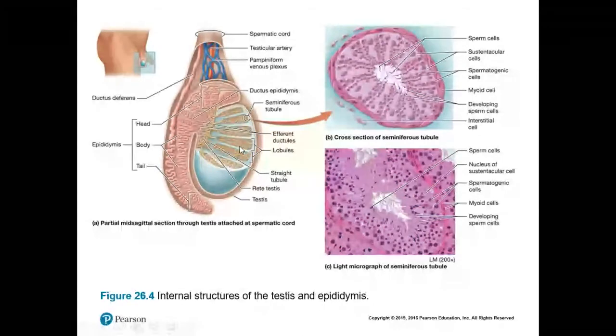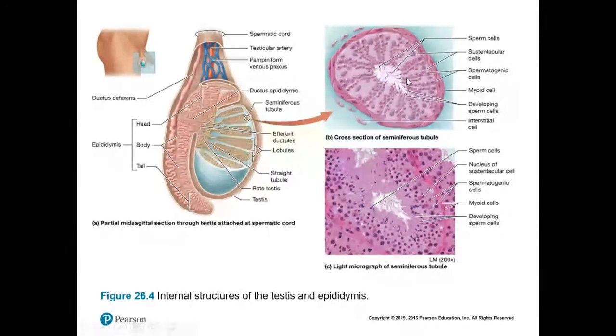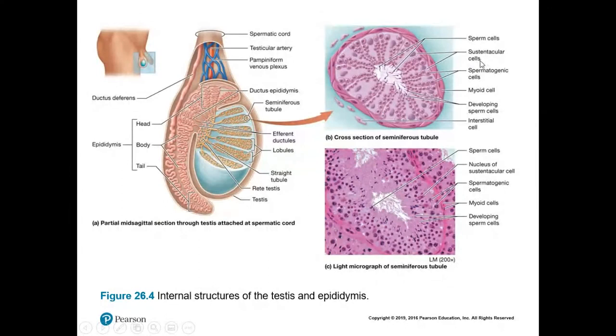Within the seminiferous tubules, if you are able to take a cross section of a seminiferous tubule, you are going to find certain types of cells, including sustentacular cells and interstitial cells, both of which are involved in not only supporting the seminiferous tubules, but in generating the sperm cells, right? That is what the males are essentially in charge of, and that's their contribution to reproduction, right?